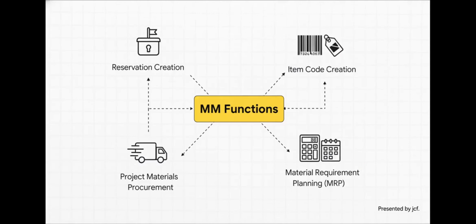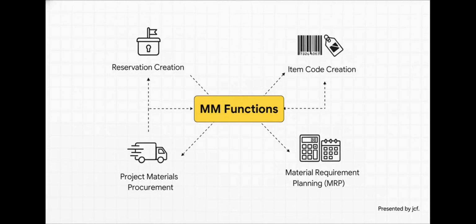Getting a bit more specific, MM handles things like item code creation, meaning every single thing gets a unique identifier. It also does material requirement planning, or MRP. That essentially calculates exactly what you need and when, so you literally never run out of critical parts mid-project.